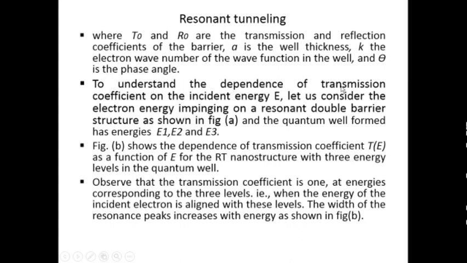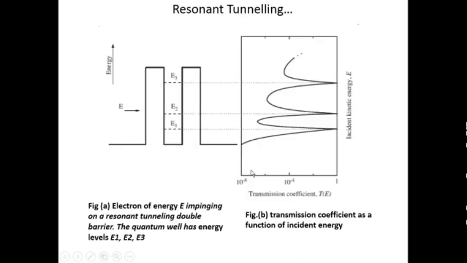To understand the dependence of the transmission coefficient on the incident energy E, let us consider an electron impinging on a resonant double barrier structure shown here. This is a double barrier structure under resonant tunneling condition, and this is the incident energy E. The quantum well has three quantized energy levels E1, E2 and E3. And figure B shows the variation of transmission coefficient with the increase of incident energy.